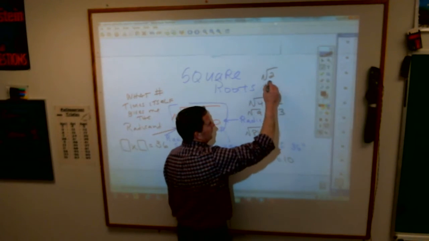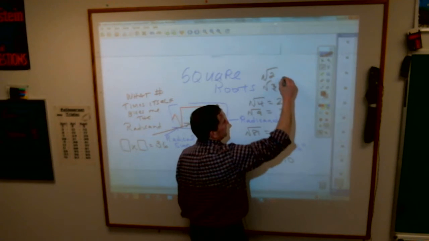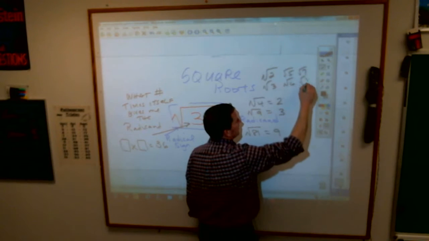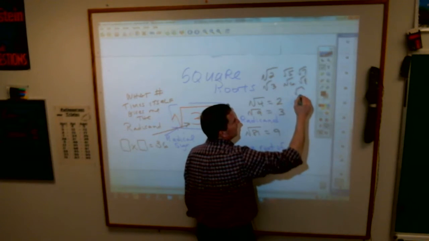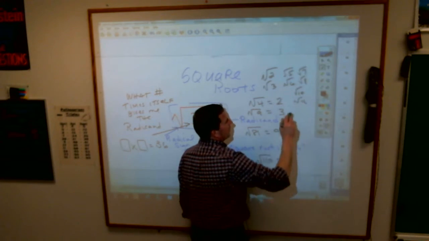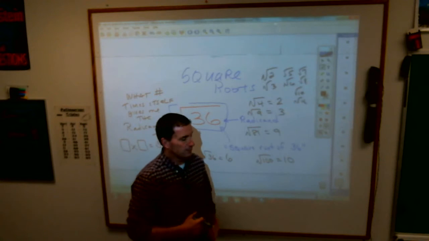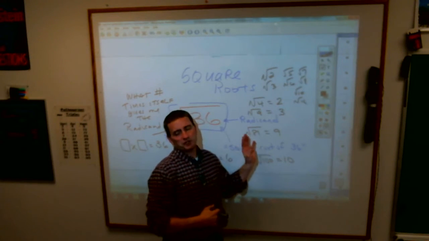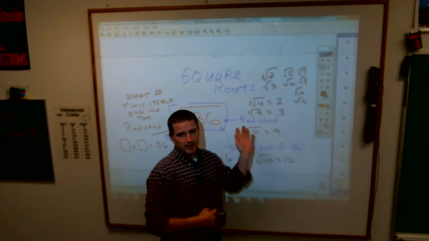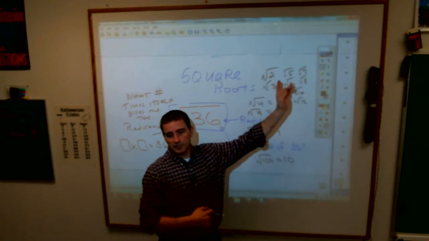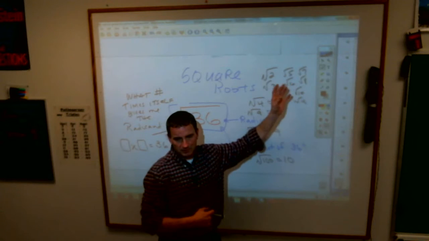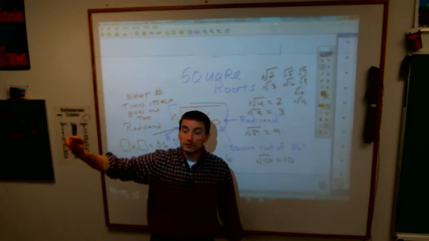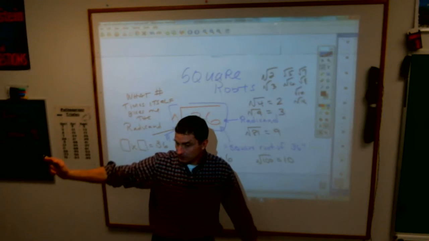The ones that aren't perfect squares, square root of 3, square root of 5, the square root of 6, the square root of 7, the square root of 8, the square root of 10, the square root of 11. All these ones that don't have perfect squares are what we call irrational numbers because they don't make sense. If you put that in a calculator, it would just give you a decimal that never, ever ends.